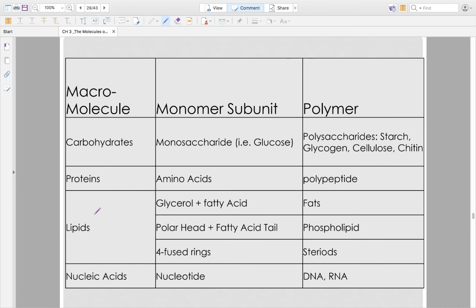Okay, so if you're drawing your chart as you're supposed to, now you're going to add in lipids, and the way I've organized it is this. I've made 3 rows under polymer: 1 for fats, 1 for phospholipids, and 1 for steroids. And then I've given the monomer subunit. For fats it's glycerol plus fatty acid. For phospholipid it's the polar head plus fatty acid tail, and for steroid it's 4 fused rings.